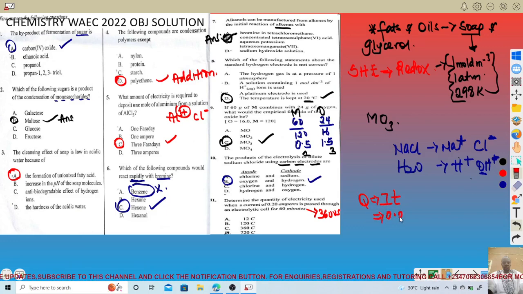The 0.20 is multiplying 3600. So without any, I think this is 720 coulombs should be the right answer actually. So that's that about that.